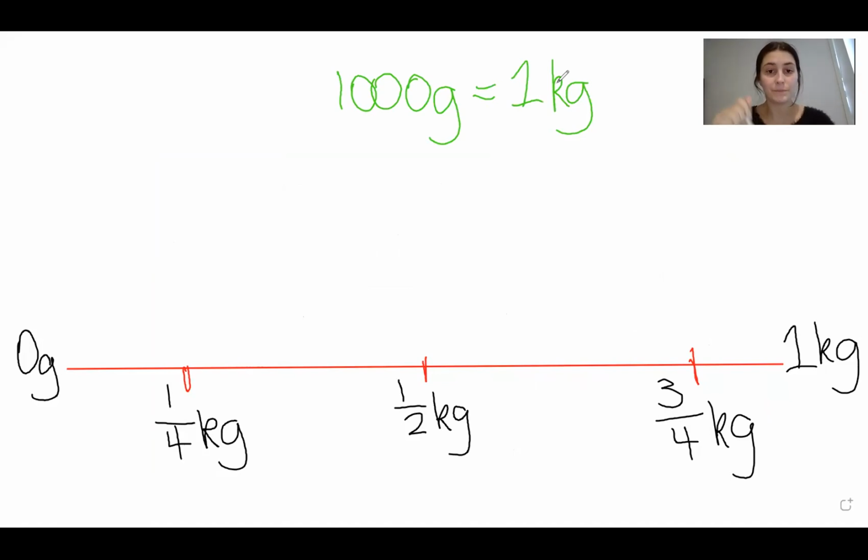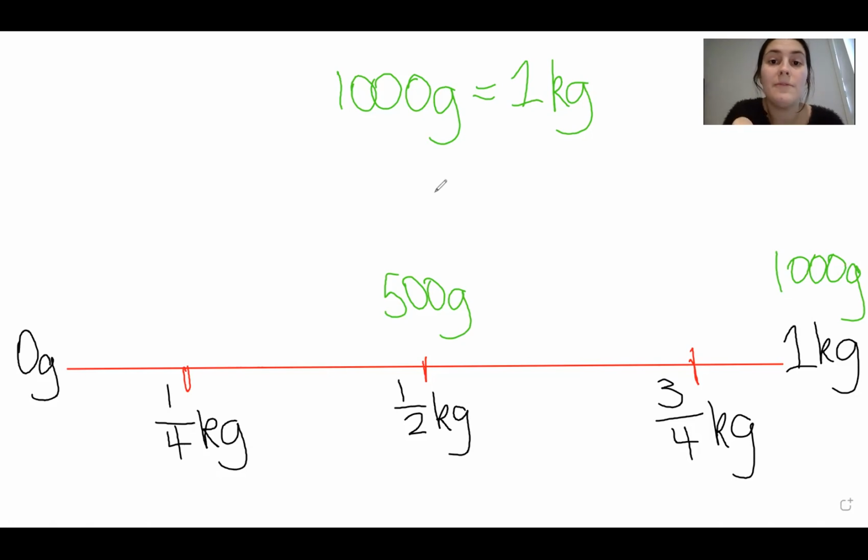Okay, so I'm going to start with half a kilo. So we already said that half a kilo was 500 grams because we know that 1 kilo is 1,000 grams and half of 1,000 is 500. So it's really important that you use your knowledge of converting between the two to be able to help you do this.